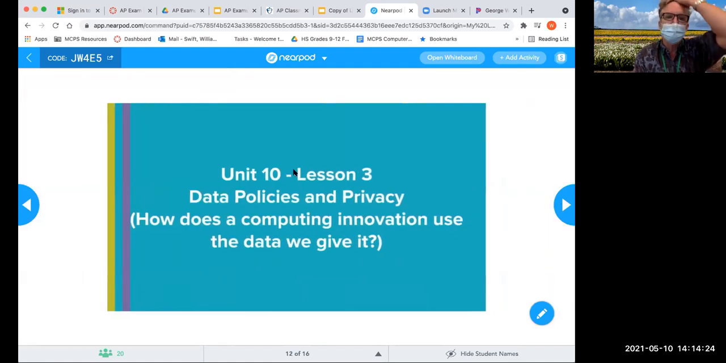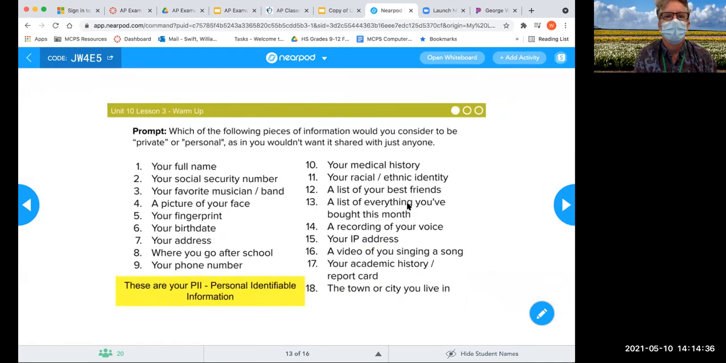Unit 10, Lesson 3, Data Policies and Privacy. How does a computing innovation use the data we give it? Okay. Here's our prompt. Which of the following pieces of information would you consider to be private or personal, as in you wouldn't want to share it with just anyone? We do not have a board for this. You can just put it in the chat. What of these 18 things do you feel are too personal to want to share?